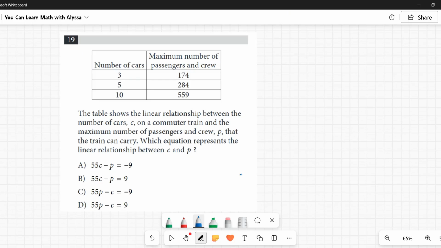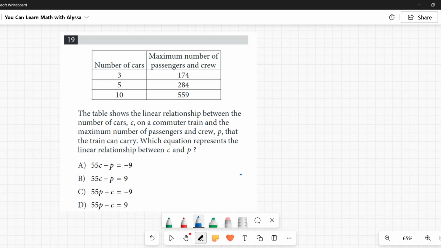Number 19, we're given a table that has a number of cars and the maximum number of passengers and crew. The table shows the linear relationship between the number of cars, C, on a commuter train and the maximum number of passengers and crew, P, that the train can carry. Which equation represents the linear relationship between C and P?